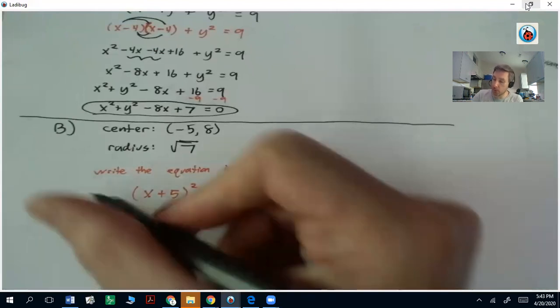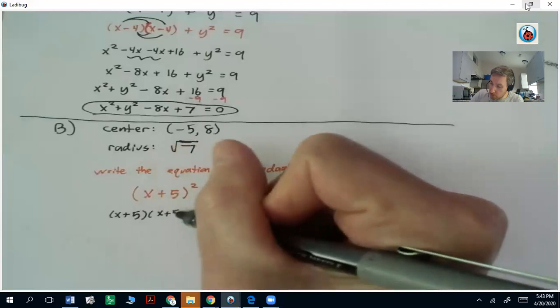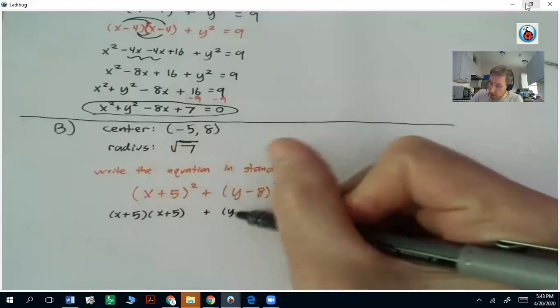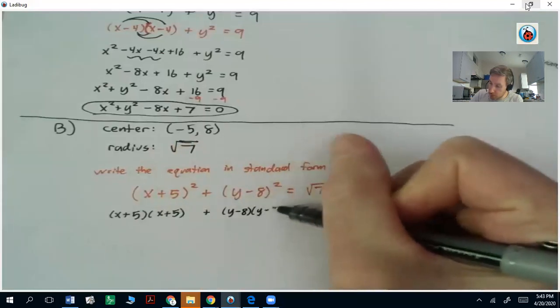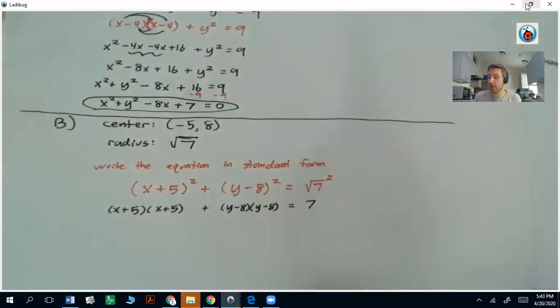Expand them out. Write this x plus 5 twice. And write your y minus 8 twice. Remember, a square root and a square cancel. So that's just going to be 7.